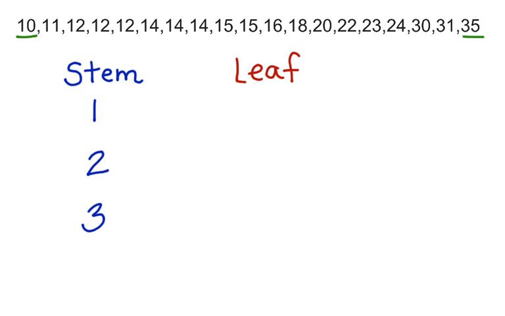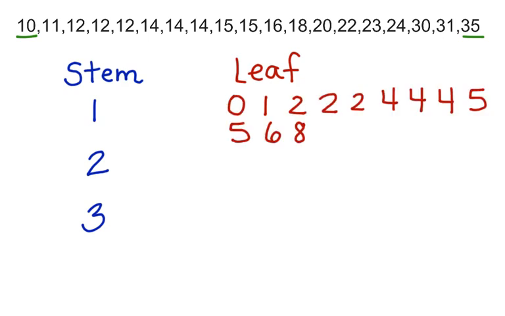The leaves represent the ones place for each of the values represented. Let's write those out. So we can read this as 10, 11, 12, 12, 12, 14, 14, 14, 15, 15, 16, and 18.